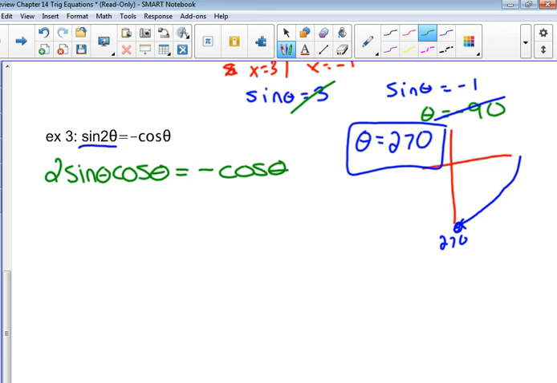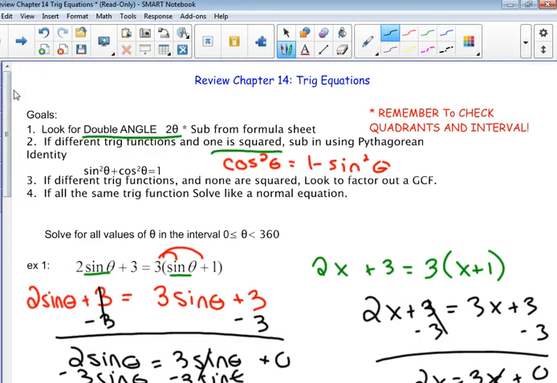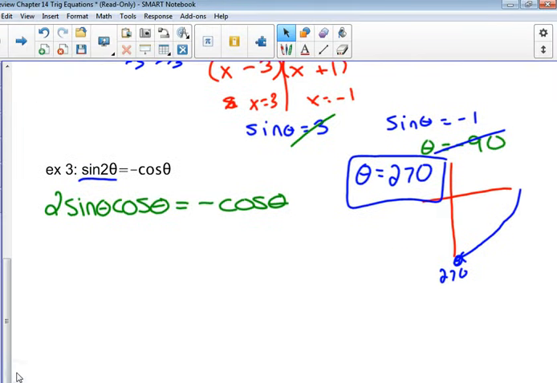All right. Well, let's go through the steps up at top. We had a double angle. We already subbed it in. Do you have one trig function? No. So if you have different trig functions after you've made the substitution, and we have nothing squared, we want to look to factor out a GCF. You can move it all first if you want to. I think this one's good.